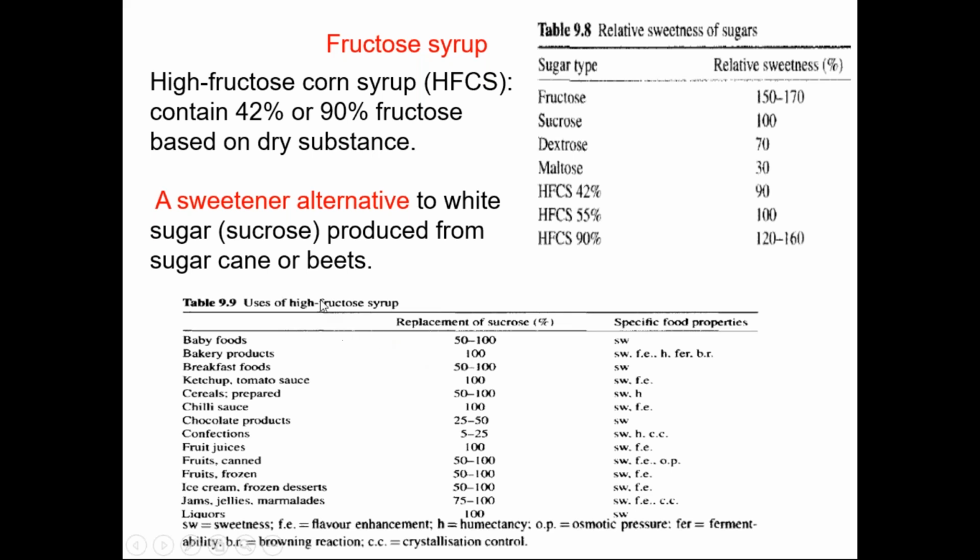So the number of products in which high fructose corn syrup is used ranges from baby foods to canned fruits, to frozen fruits, to ice creams, jams, jellies, confections, etc. So therefore, the enzyme has a very important role in the high fructose corn syrup industry.